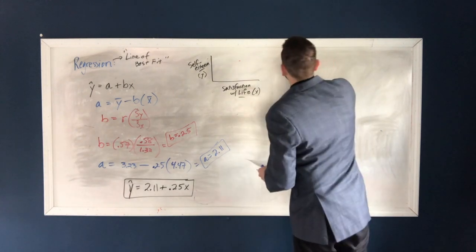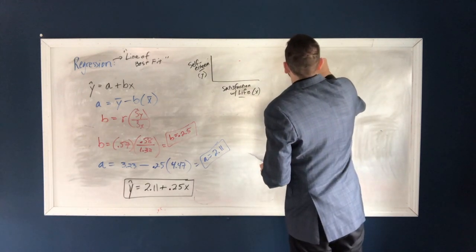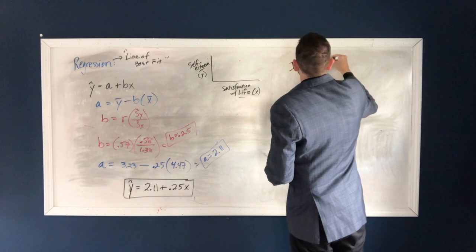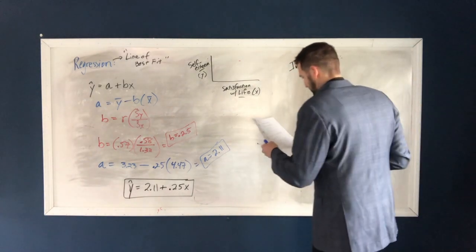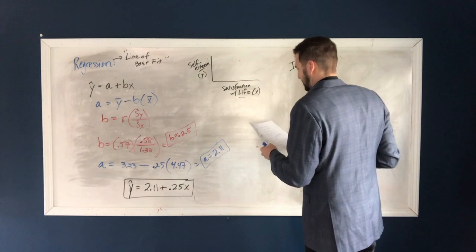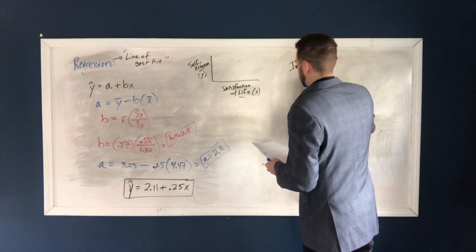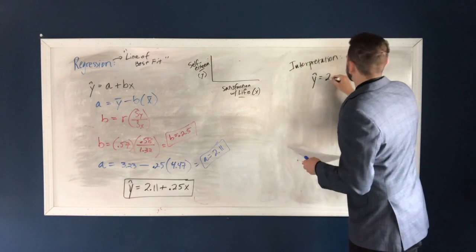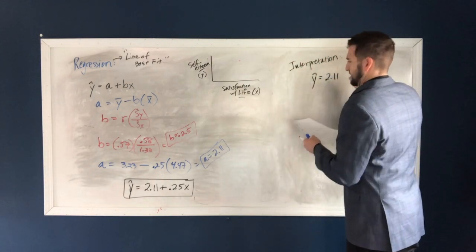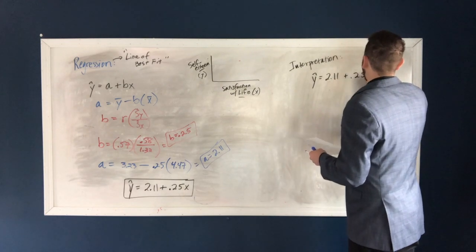Okay, so let's do the interpretation. So we have y hat equals 2.11 plus 0.25x.